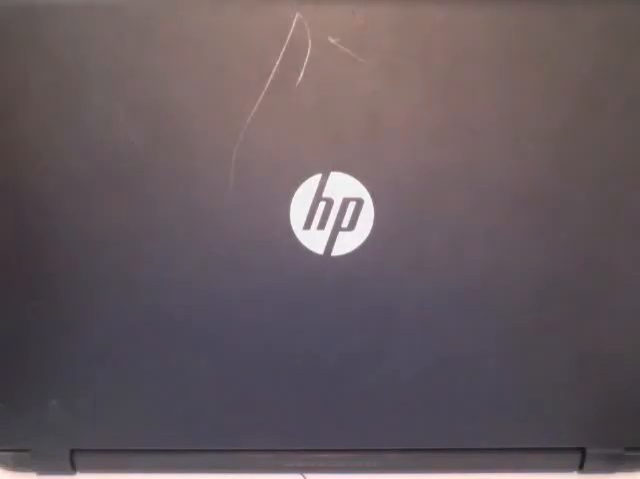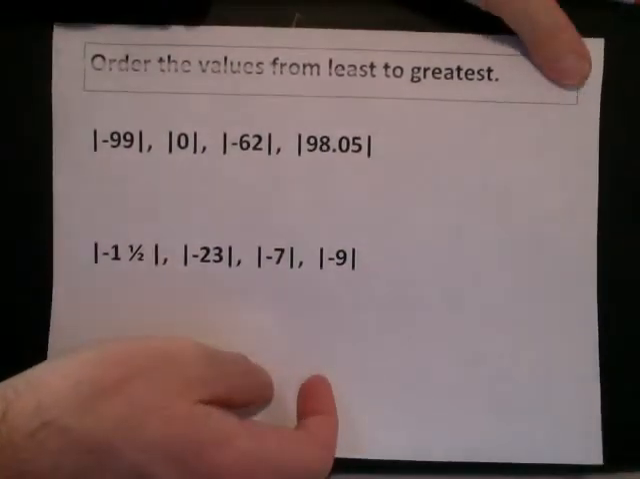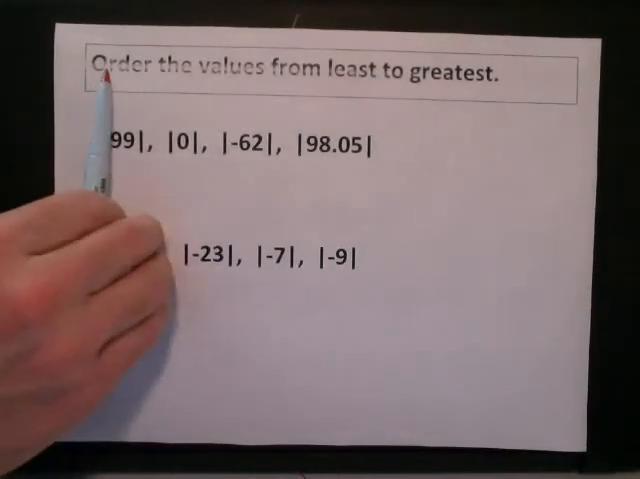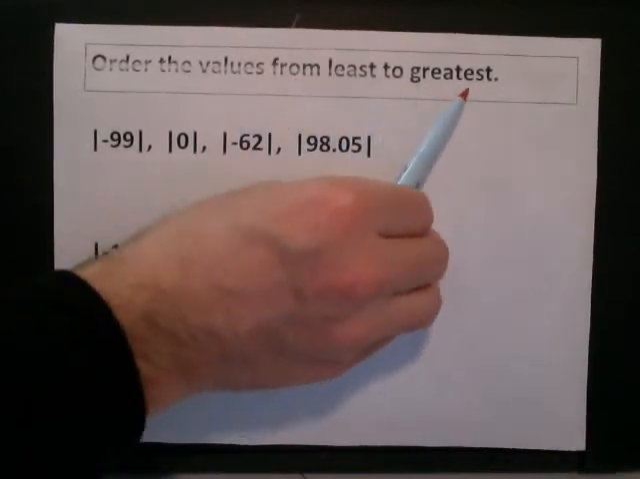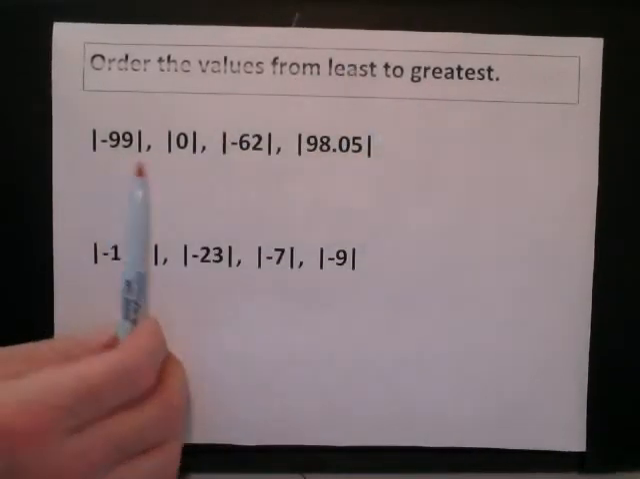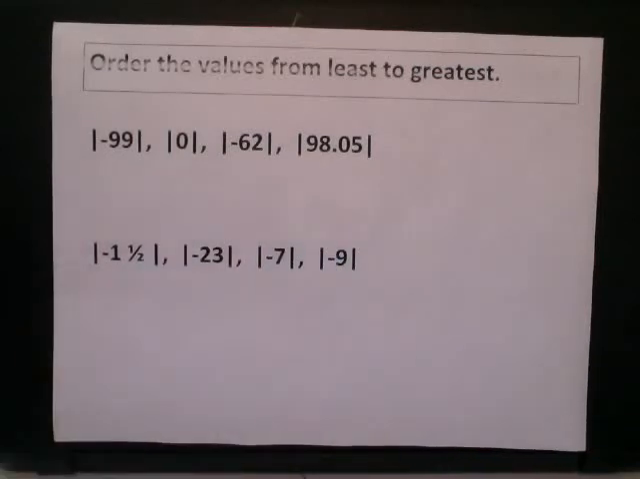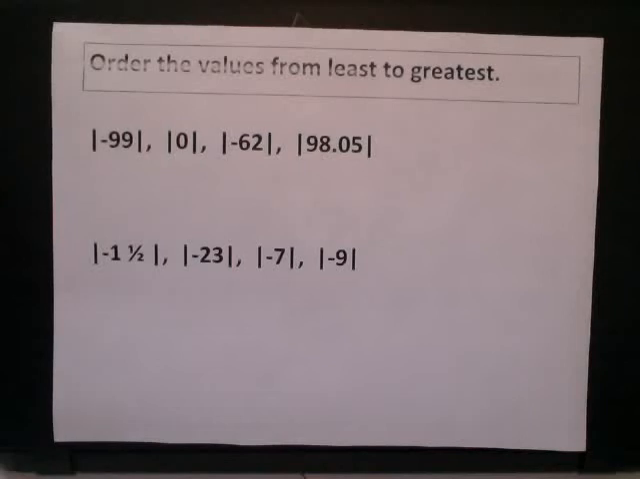Alright, let's try another activity with absolute value and ordering. Okay? Kind of hard to read here. Order the values from least to greatest. So here are the values, and you can pause the video and try to order these yourself, or you can wait a moment and see how we actually do it. But if you're going to do them yourself, pause the video now.